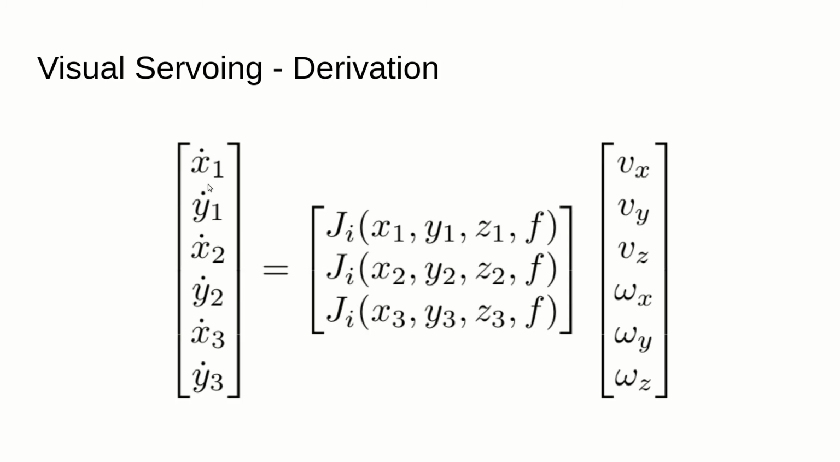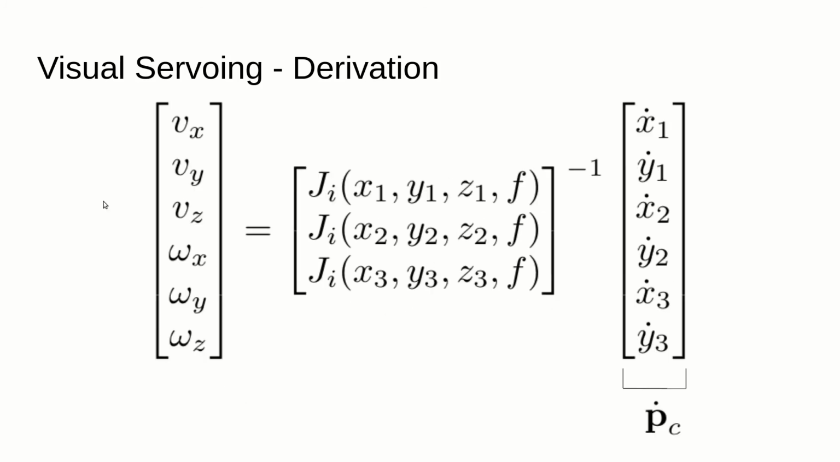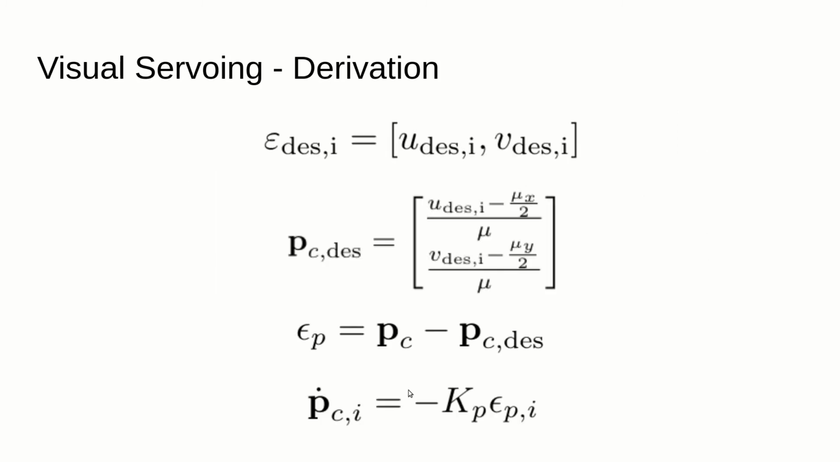So if we stack three features on top of each other, if we observe three features, then we can actually define this square Jacobian matrix, and we can invert it to actually solve for the velocity terms of the camera that we need to produce these pixel motions. And so we'll define P dot C as these pixel motions that we're trying to describe. And we're going to use this by defining our desired pixel states that we want our targets to be at.